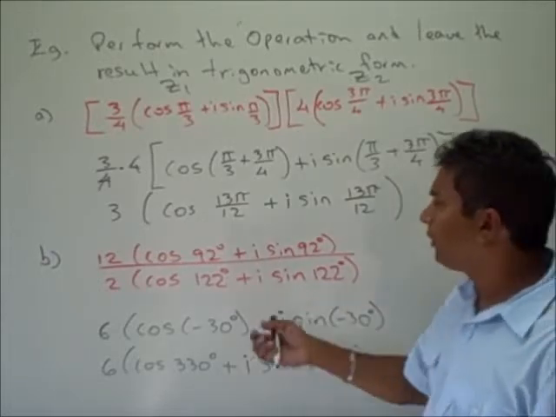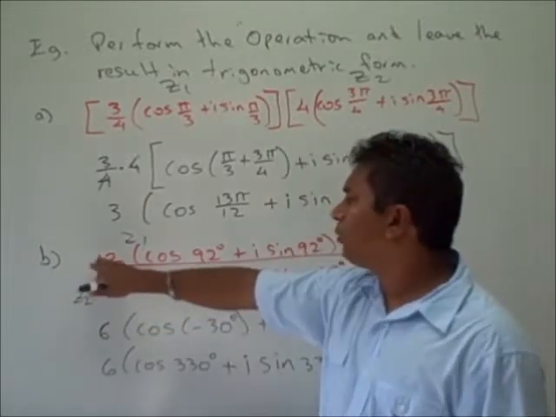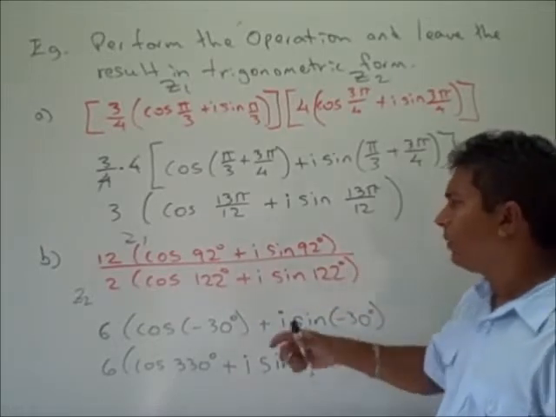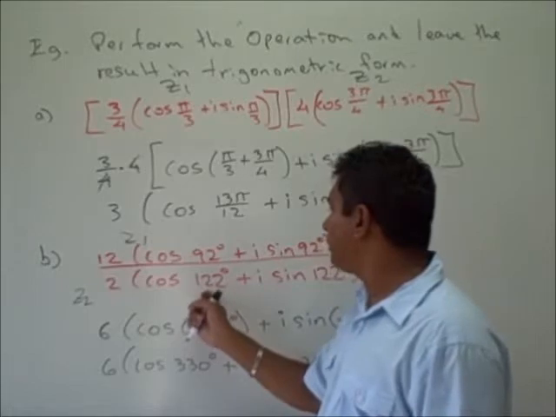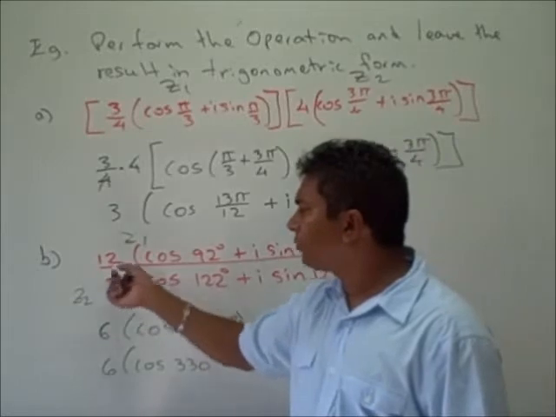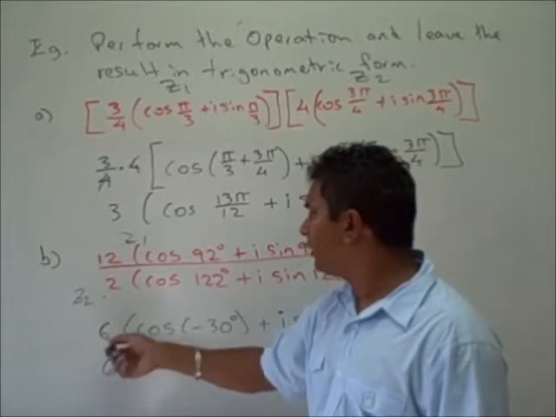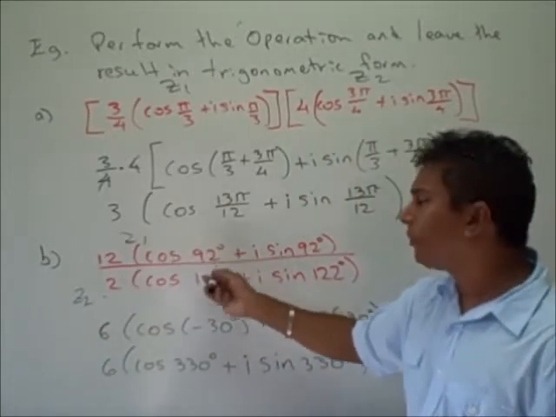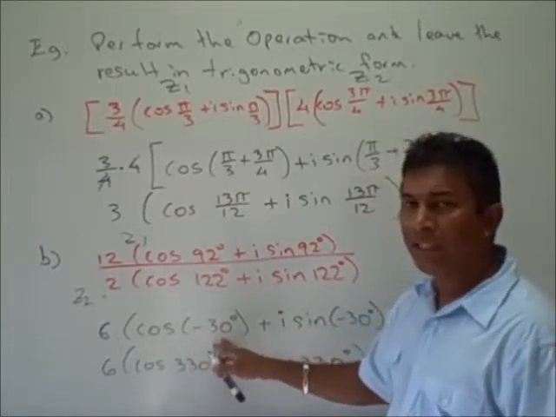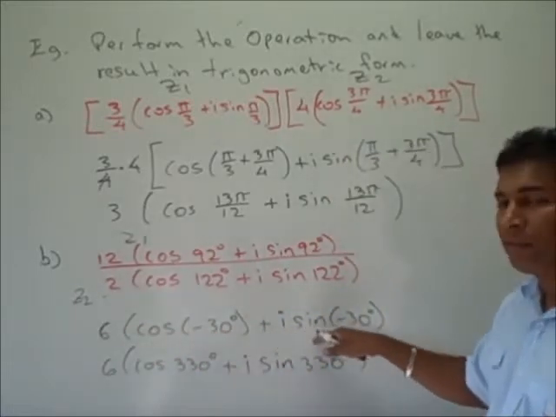For division, here we have our z1 on top and our z2 on the bottom. So z1 is 12 cosine of 92 plus I sine of 92. Our z2 is 2 cosine of 122 plus I sine of 122. If you recall, for division, when we divide, we're going to divide our r1 by r2. So 12 divided by 2 is 6. Then it's a cosine of theta 1 minus theta 2. So this is 92 minus 122, which just gives us negative 30. So here we have 6 cosine of negative 30 plus I sine of negative 30 degrees.